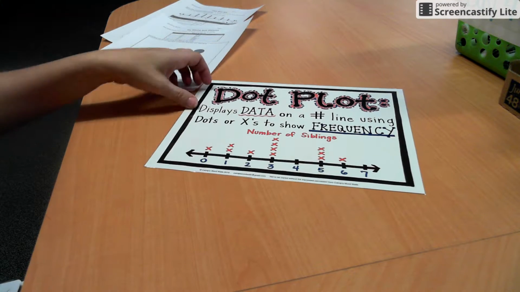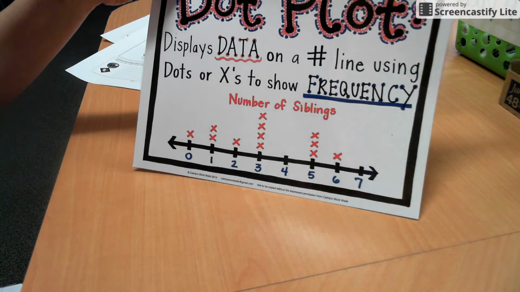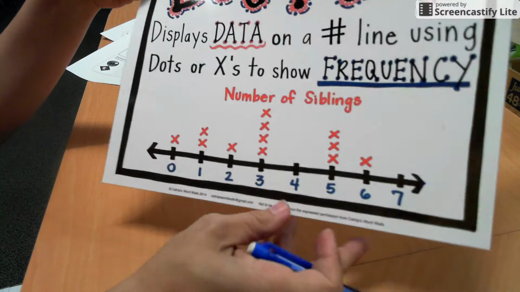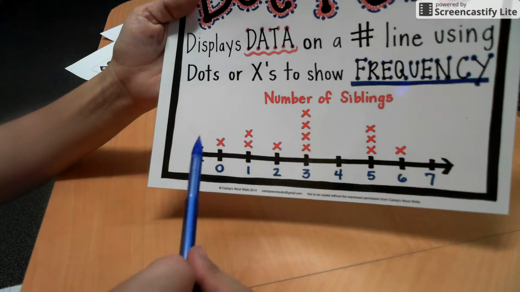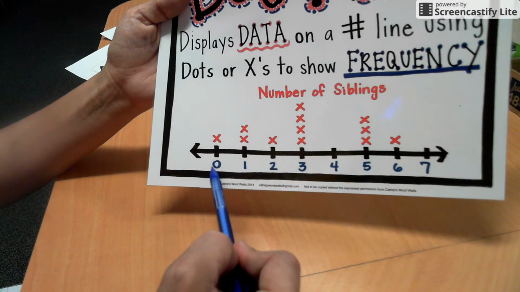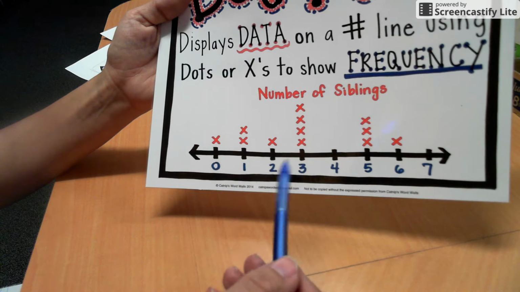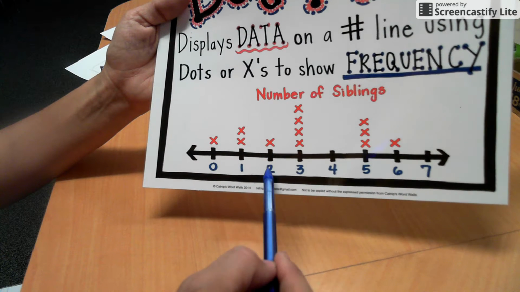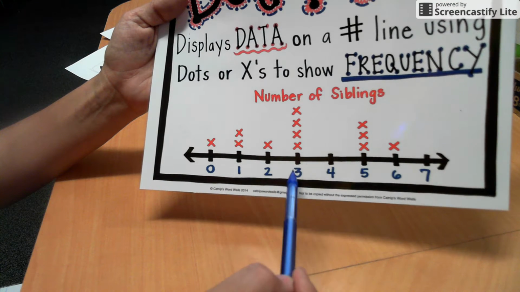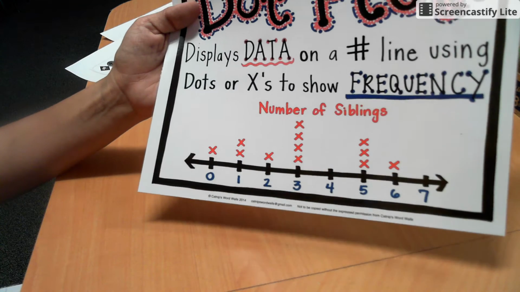All right, so a dot plot displays data on a number line using dots or X's to show frequency. So for this example, number of siblings, they used X's. So one person had 0 siblings. 2 people had 1 sibling. 1 person had 2 siblings. 1, 2, 3, 4 people had 3 siblings. 3 people had 5 siblings. 1 person had 6 siblings.